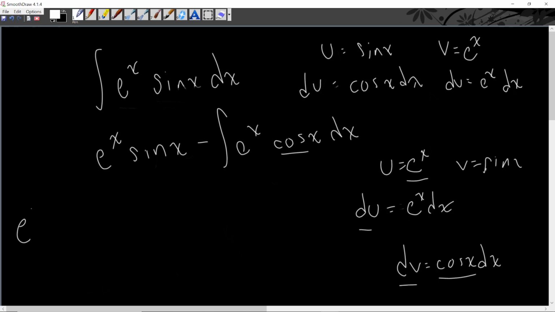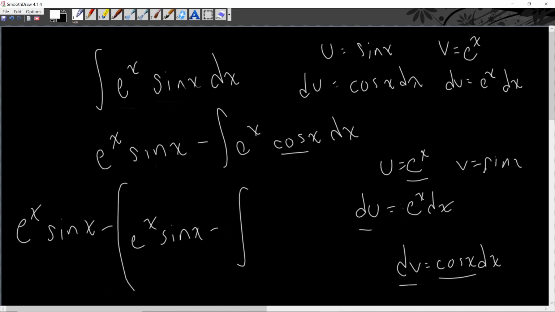So you have e to the power of x times sine x minus, let's put this all in parentheses, uv, so e to the power of x sine x, minus v du. So this is just going to be minus the integral of v du. So we had sine x with respect to x. It's going to be e to the power of x.